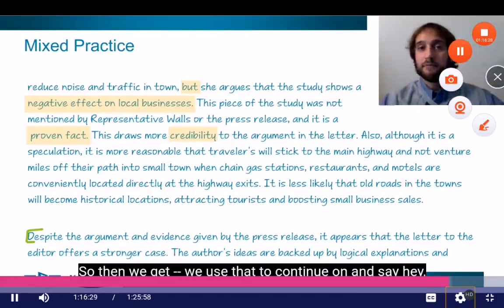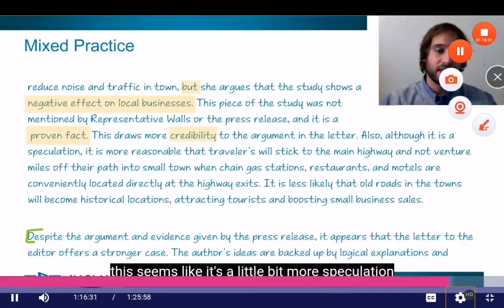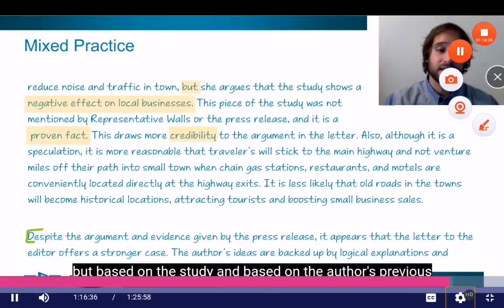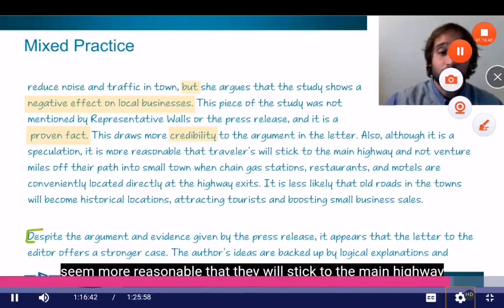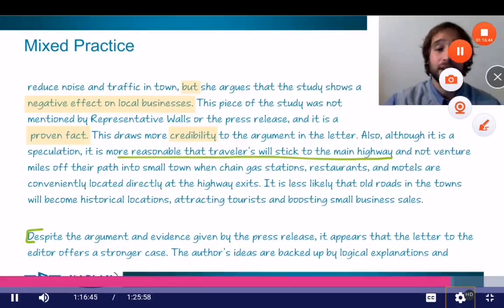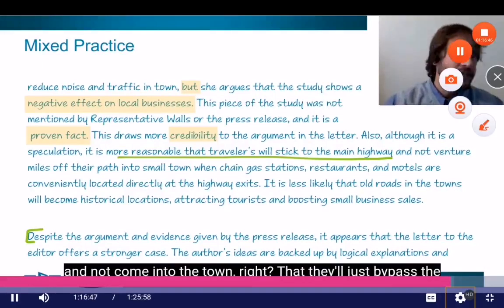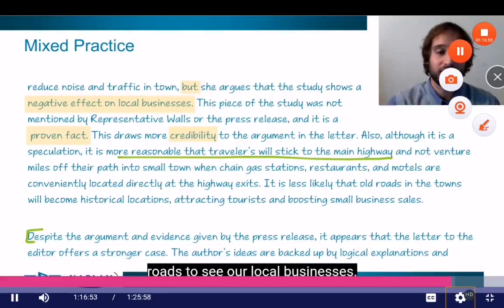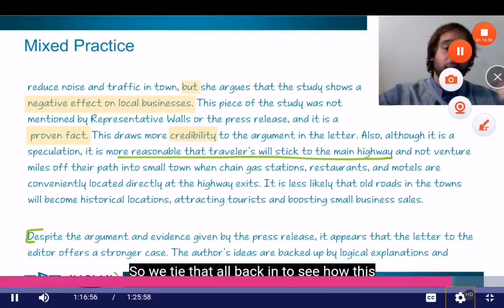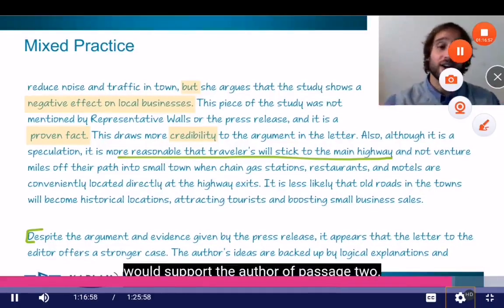So then we use that to continue on and say, hey, this seems like it's a little bit more of speculation, but based on this study and based on the author's previous speculation, sort of tying it together, we say that it does seem more reasonable that they will stick to the main highway and not come into the town, right? That they'll just bypass the town on that nice new highway and never come in on those small roads to see our local businesses, right? So we tie that all back in to see how this would support the author of passage 2.